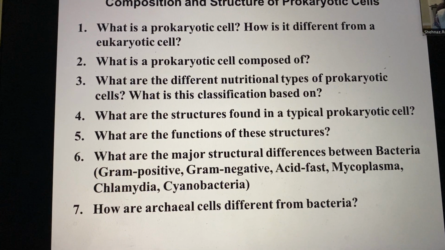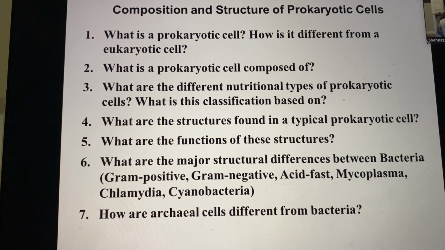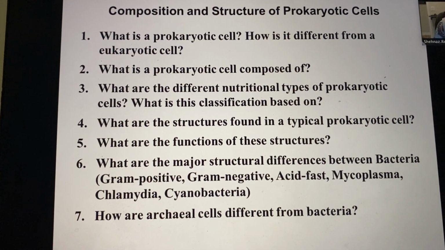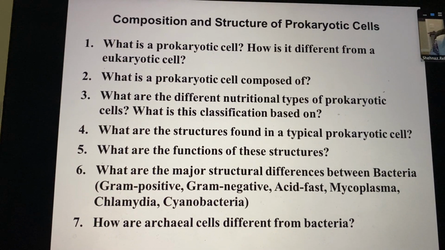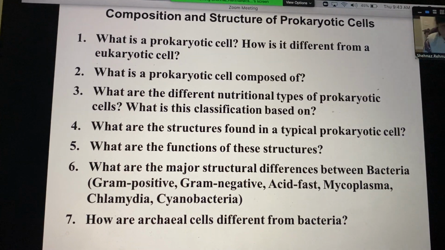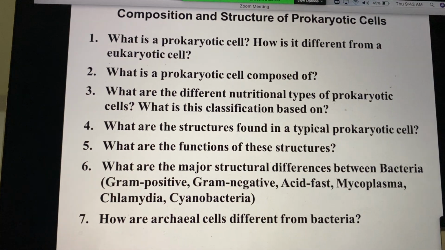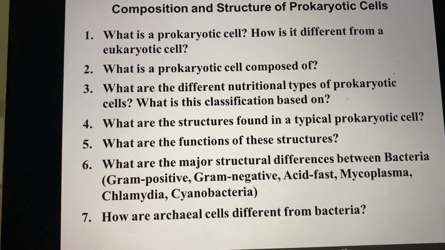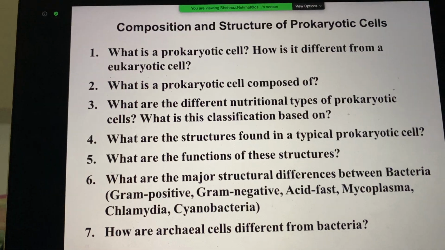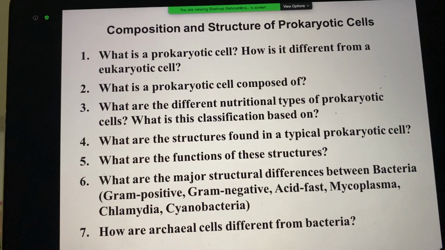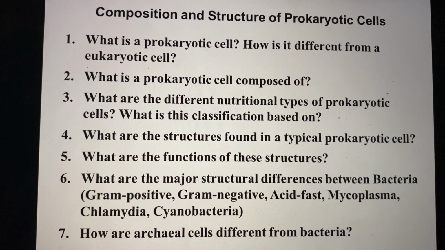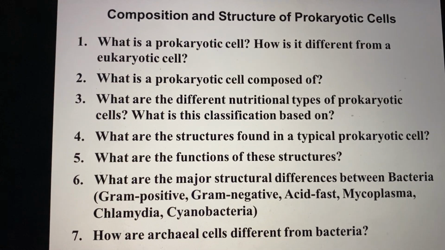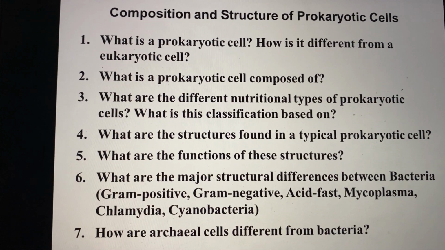What are the structures typical of a prokaryotic cell, what are the functions of these structures, and what are the major structural differences between different types of bacteria such as gram-positive, gram-negative, acid-fast, mycoplasma, chlamydia, cyanobacteria? These are major groups of bacteria that we will refer to, and how are the archaeal cells different from bacteria? So by the end of this chapter, you should be able to answer all these questions.